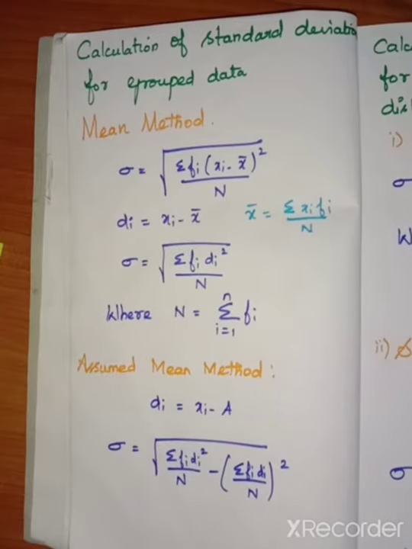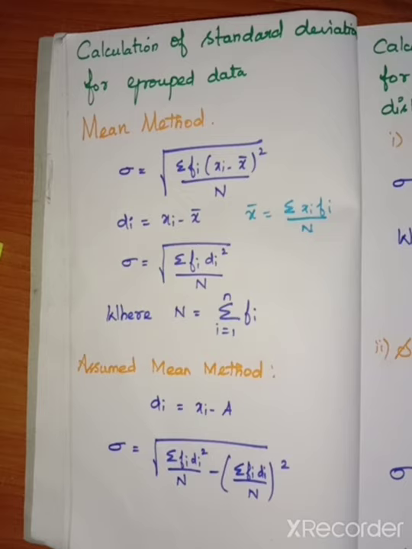See the formula for the grouped data in standard deviation. So see here, calculation of standard deviation for grouped data. First one is the mean method, then assumed mean method and step deviation method are there. So first of all we want to see the mean method. So there is some difference.